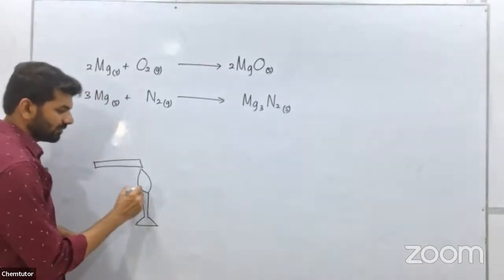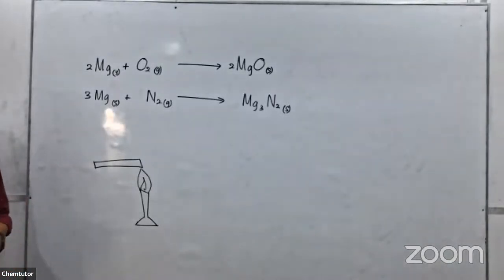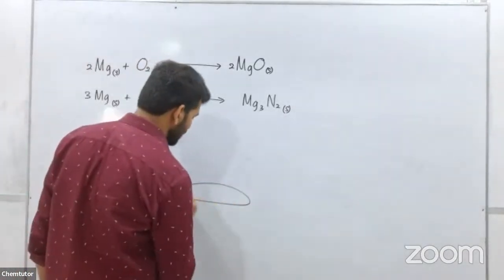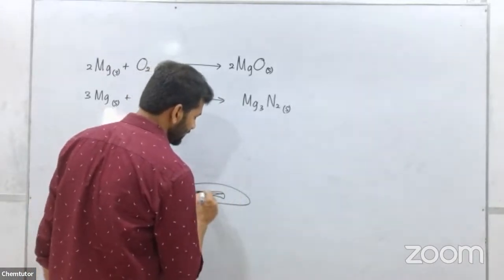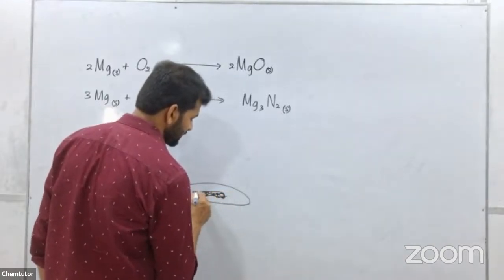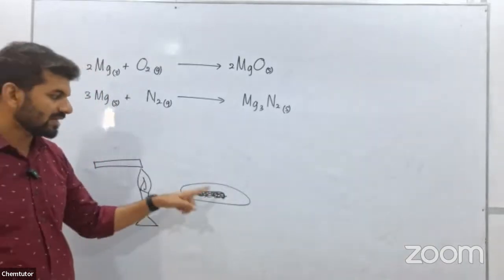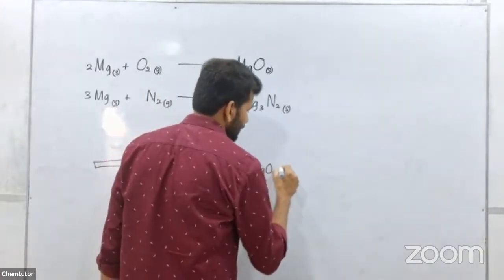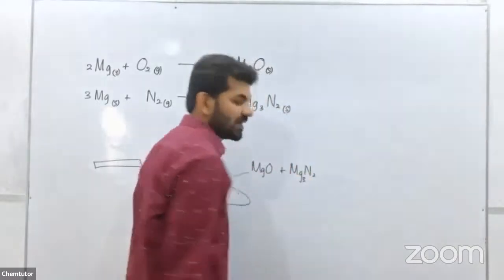We hold it to a Bunsen flame. Then it starts ignition. It will ignite with a bright white flame. Magnesium burns with a bright white flame. Then once it starts ignition, we can place it on a watch glass. Then there will be a white powder formed once it is burned. That white powder is magnesium oxide plus magnesium nitride. It's a mixture of these.